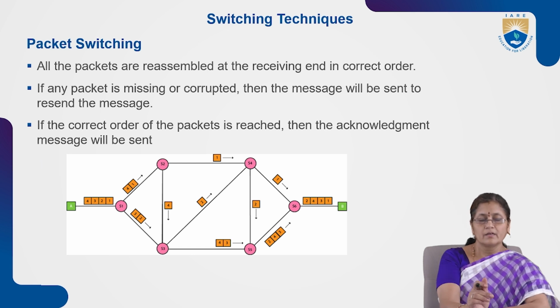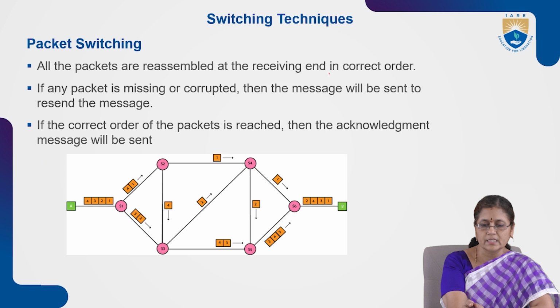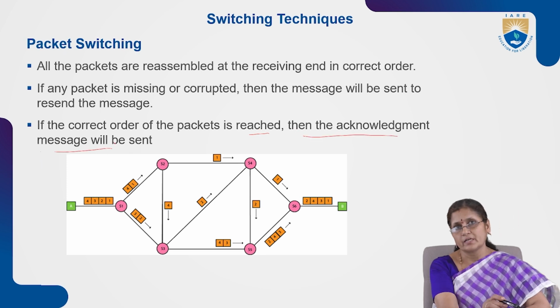As you see here pictorially, all the packets are reassembled at the receiving end in the correct order. If any packet is missing or corrupted, then the receiver asks the sender to resend the message, and the message will be sent again. If the correct order of the packets is reached, then the acknowledgement message will be sent by the receiver.